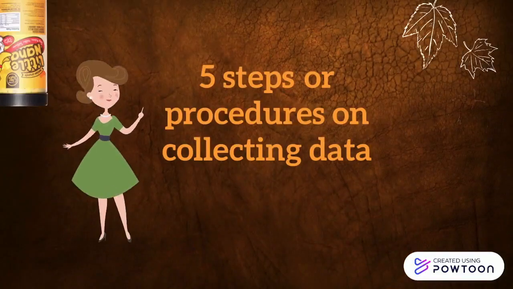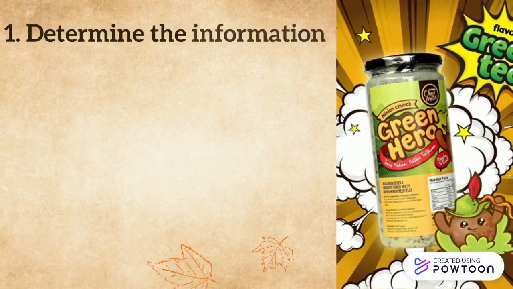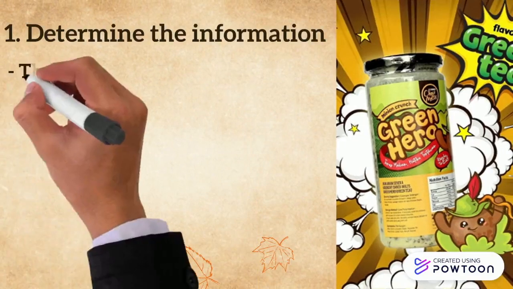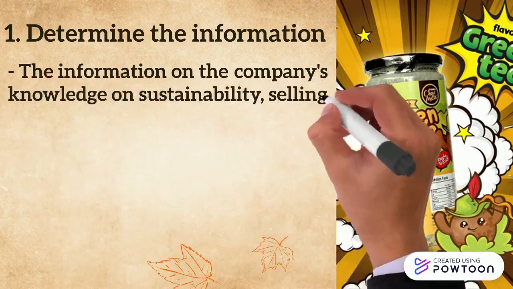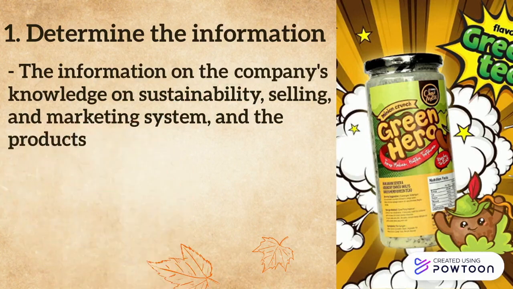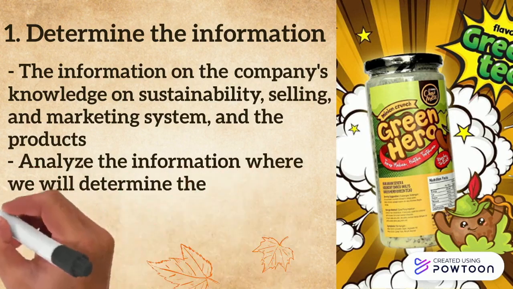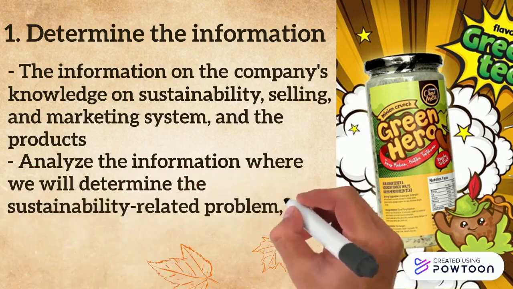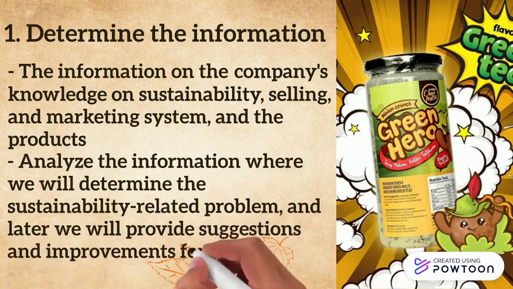In order for us to identify the sustainability-related problem, we use 5 steps or procedures on collecting data. The first step is determine the information, where we determine the information on the company's knowledge on sustainability, selling and marketing system, and the products. Then, we will analyze the information where we will determine the sustainability-related problem, and later we will provide suggestions and improvements for the company.